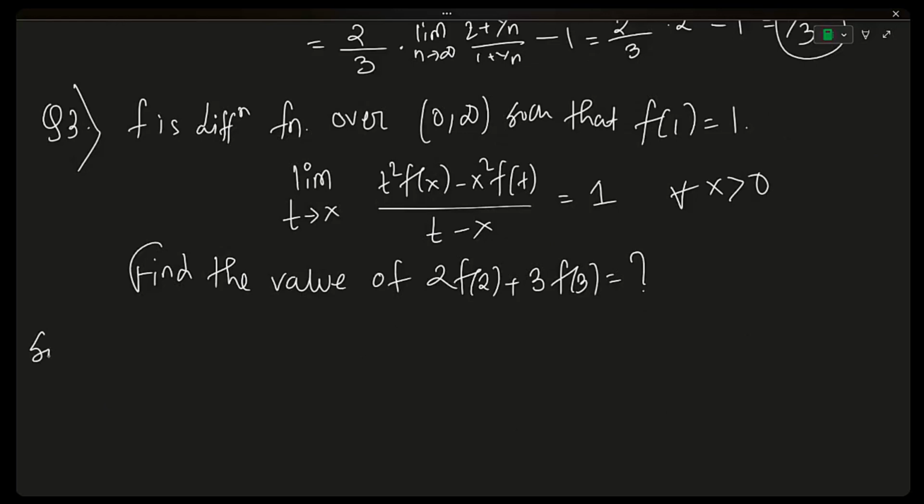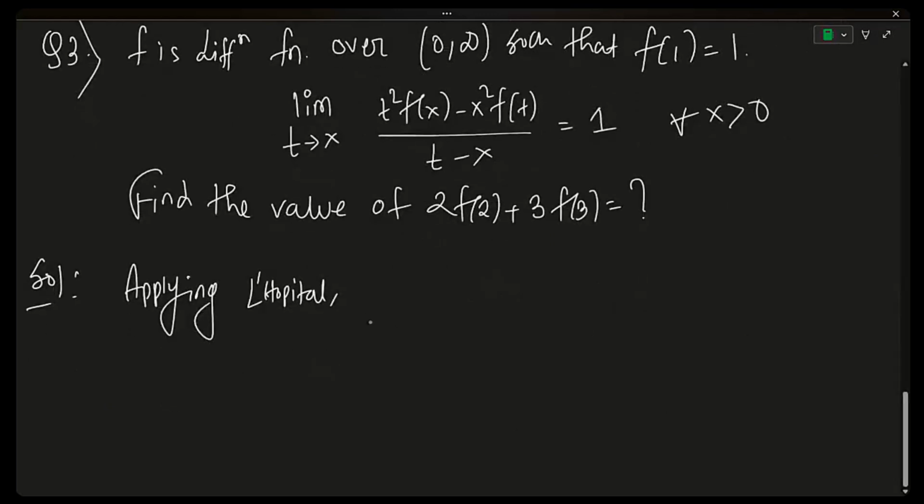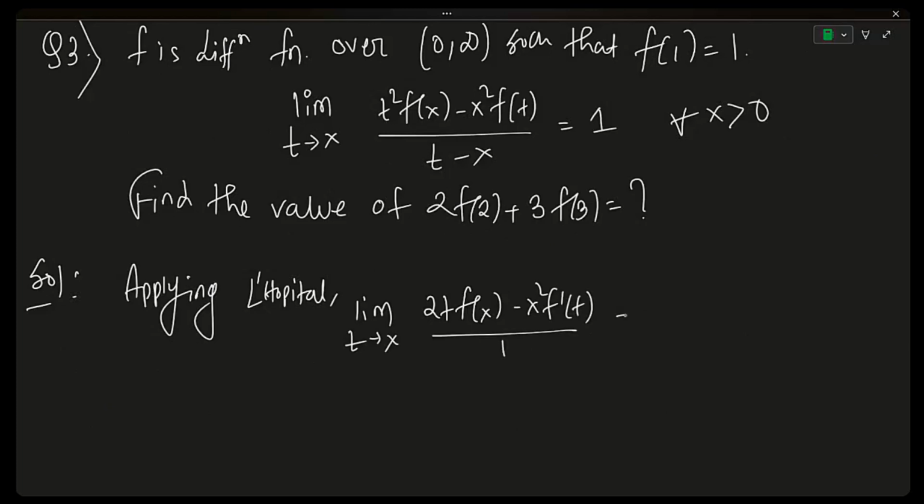So solution: applying L'Hopital, we get limit t tends to x. Let me just apply L'Hopital directly. So t square would be 2t, because we're differentiating, 2t f of x minus x square f dash of t, whole divided by 1 is equal to 1.